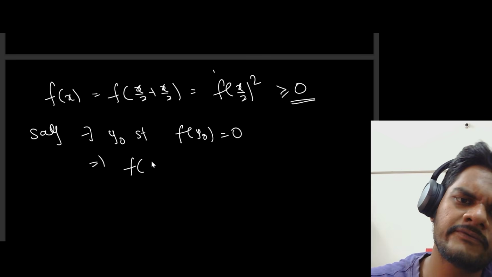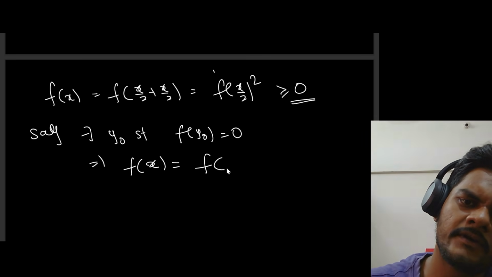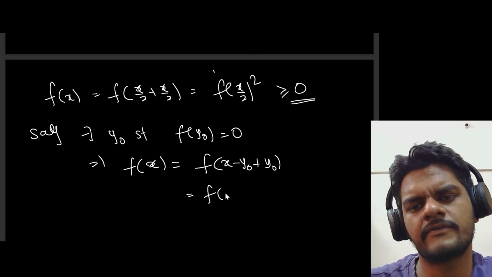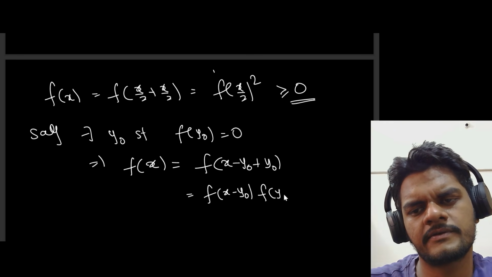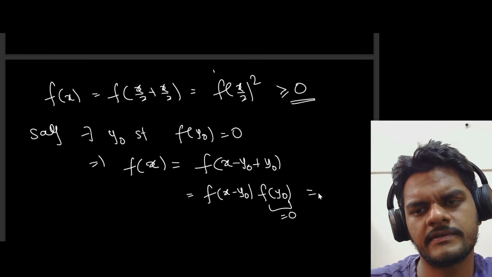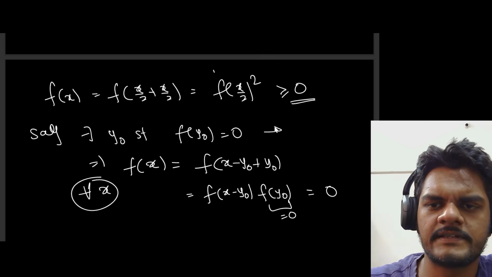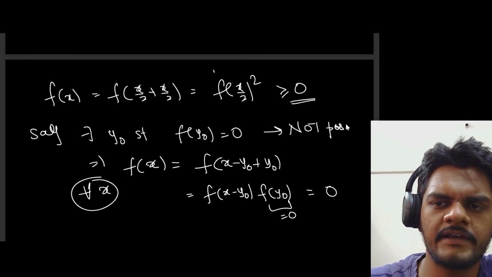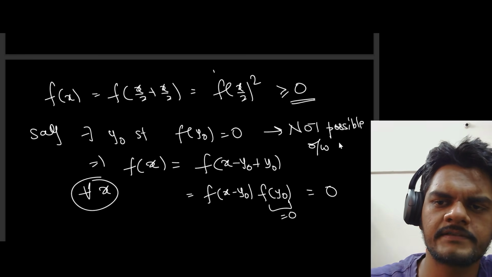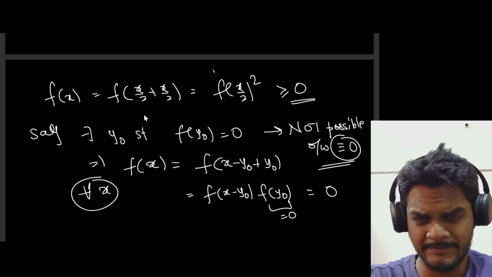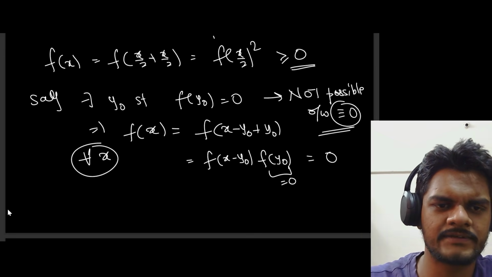That will imply f of x is equal to f of x plus, or rather x minus y naught plus y naught. This is equal to f of x minus y naught into f of y naught. Then this is equal to 0, and this should be true for all x. So this is not possible. Otherwise f is identically 0. So that's the problem with this being equal to 0. So it has to be strictly greater than 0. This will imply f of x is strictly greater than 0.